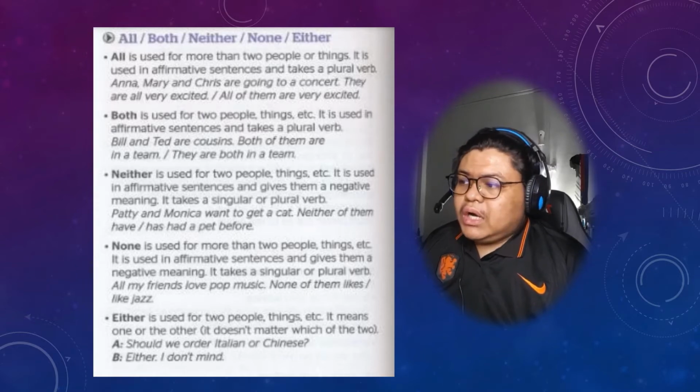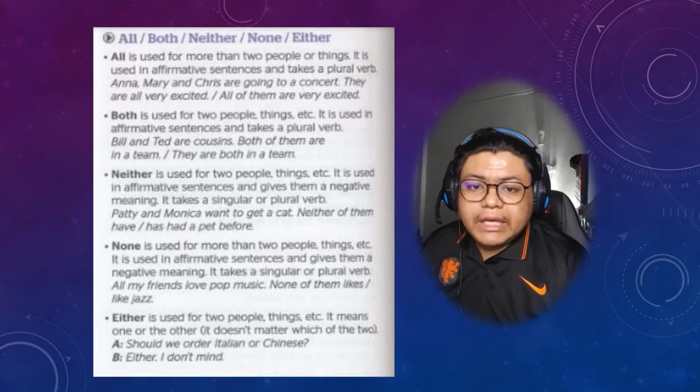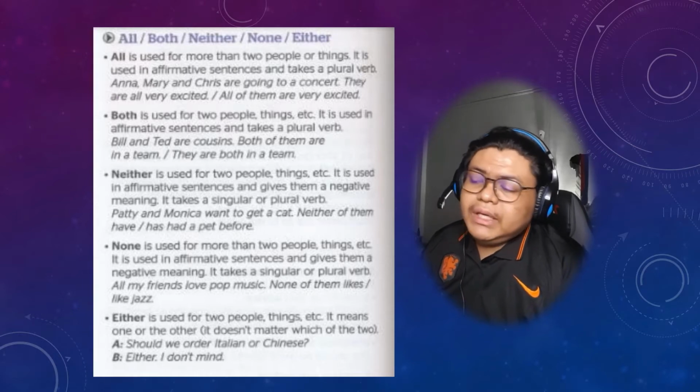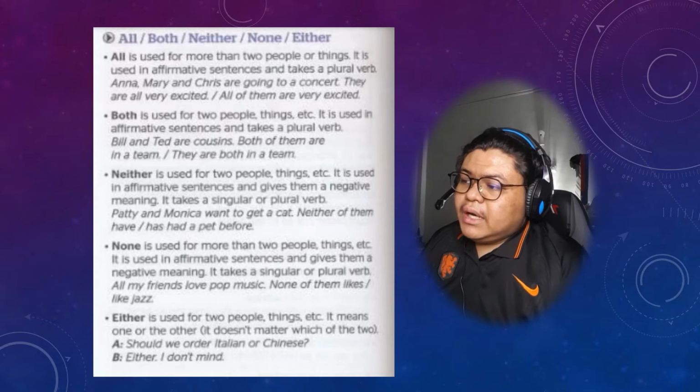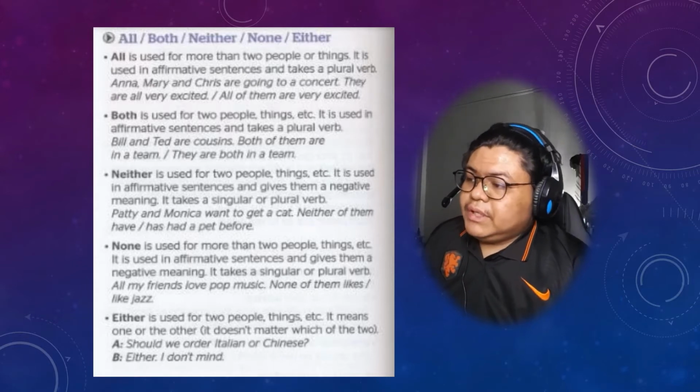The word all here, we can't use it before Anna, Marie, and Chris, because if you use it before those names, then the sentence will not make sense, tak akan jadi logik ayat tu kan. So this one is conditional. You have to use all after you have mentioned the name of the person.